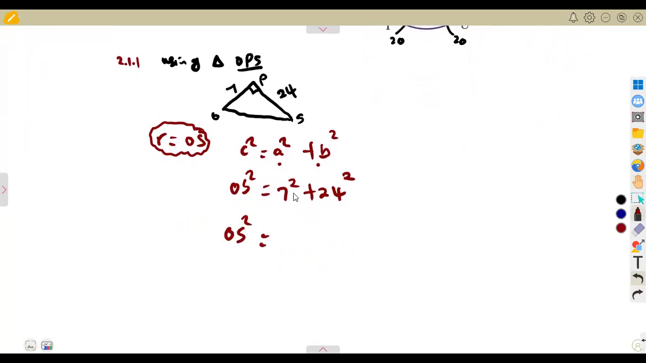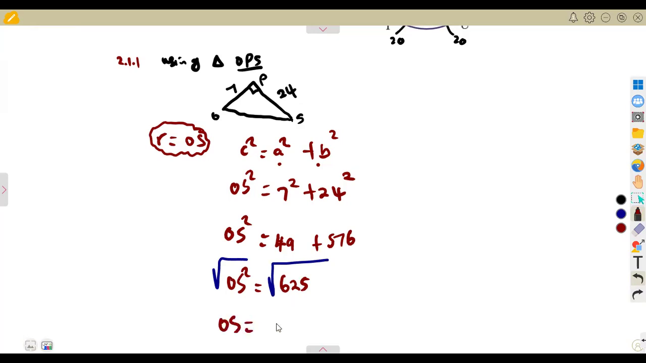OS squared is equal to, in this case, we can simplify directly on your calculator, or you can simplify stage by stage. That is 49 plus 576 for 24 squared. If we add these two, we obtain 625. So how do you remove the square on OS? You introduce the square root on both sides. So OS is the square root of 625, which is 25 units. OS represents the radius. So therefore, our radius is equal to 25 units. That is the answer to our question.